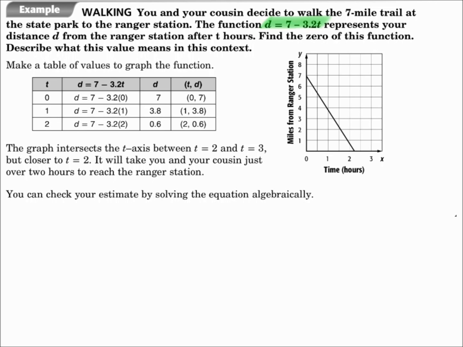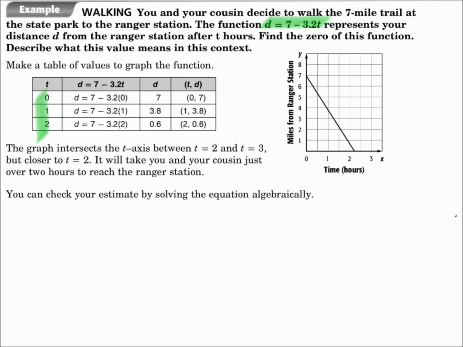So, we have a function where d is like the y and t is like the x. So the table is set up the exact same way. You start with your t column, and this time they make the t values, instead of -1, 0, and 1, start at 0 because you can't walk for t hours when t is -1. So make sure you keep it in context of the story. So the hours go from 0 to the positive numbers.